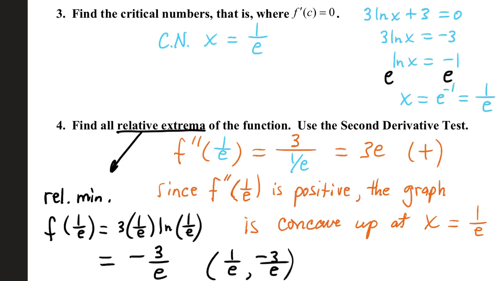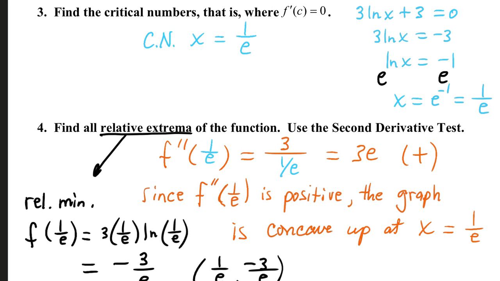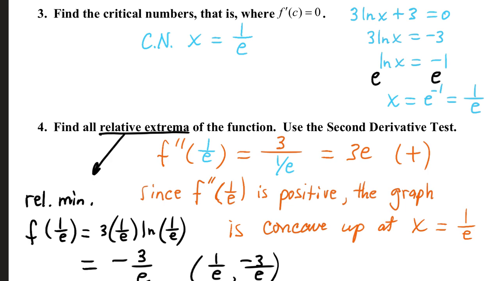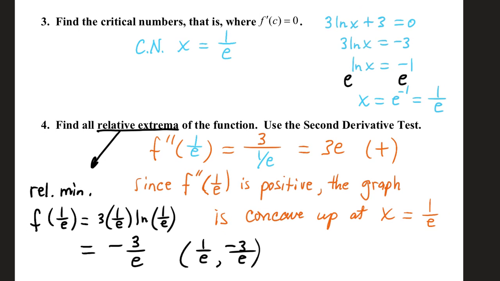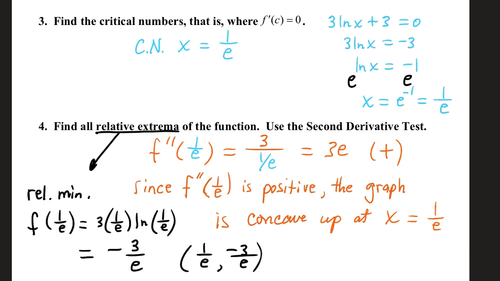Let's go a little farther. To verify that that is the minimum, you can use what's called a second derivative test. What's that all about? If you take your second derivative and you plug in the critical number from the first derivative, remember our second derivative was just 3 over x. So our second derivative with 1 over e plugged in is going to be 3 divided by 1 over e. That comes out to 3e.